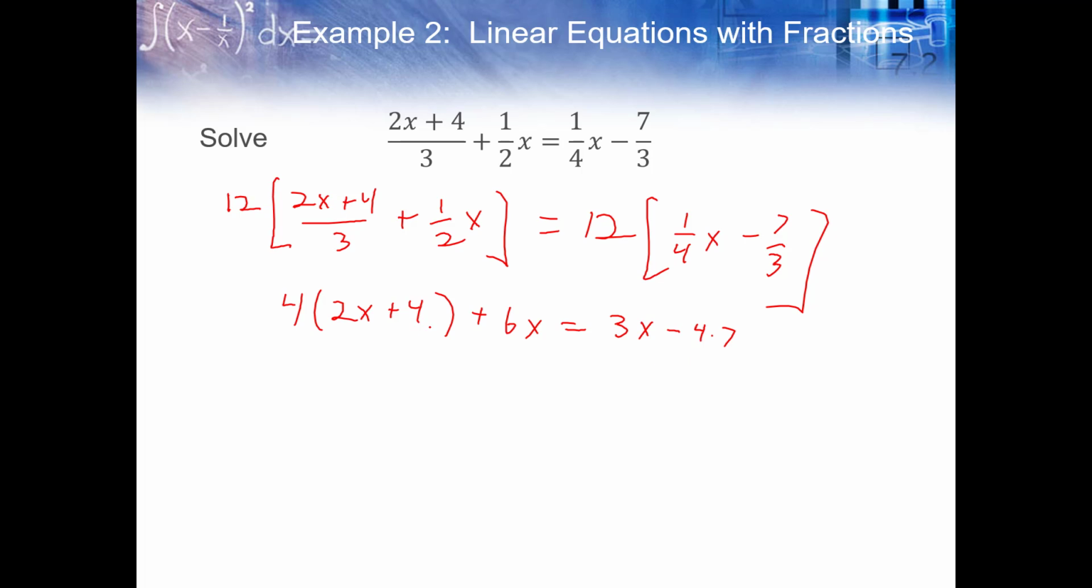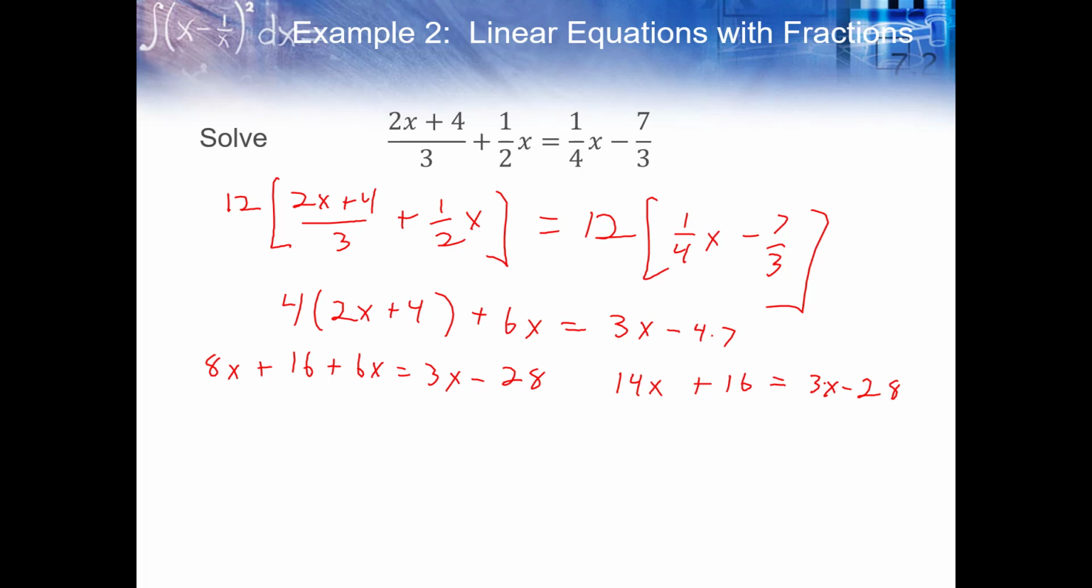I can use the distributive property again over here, and that will give me 8x plus 16 plus 6x is equal to 3x minus 4 times 7, which is 28. Now I can combine like terms, and if I do, I will have 14x plus 16 is equal to 3x minus 28. Now I can use the addition property of equality to get all the terms with an x over here and all the other terms without an x over here.